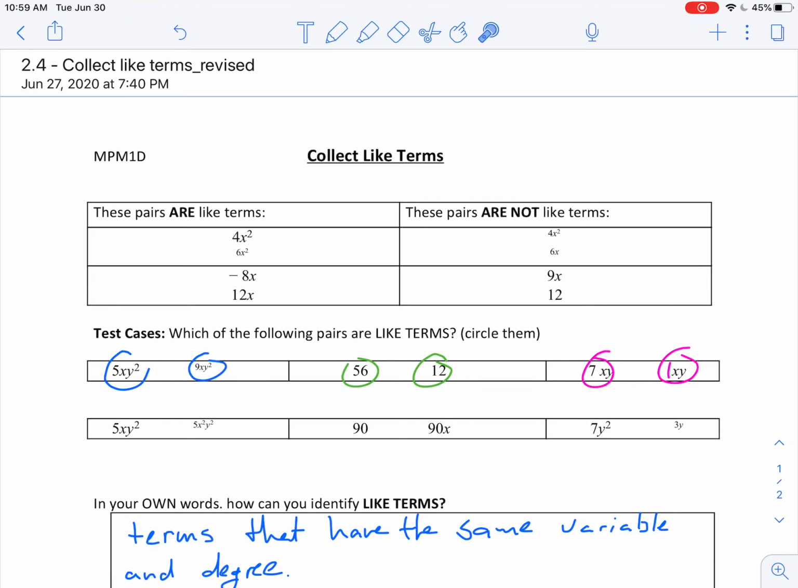If we look at 5xy squared and 5x squared y squared, yes, they have the same variables, but the degree on x is different. So these are not like terms. 90 and 90x, well, one has a variable and one doesn't, which means one's a constant and one is a monomial. So these are not like terms. 7y squared and 3y, yes, it has the same variable. However, they do not have the same degree, which means they are not like terms.